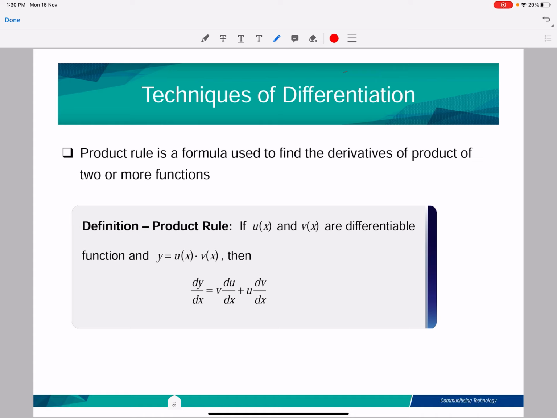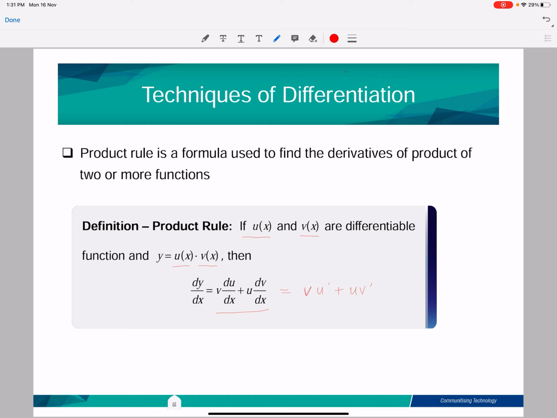The product rule must be utilized when the derivative of the product of two functions is to be taken. If u(x) and v(x) are differentiable functions and y equals u(x) multiplied with v(x), then dy/dx equals v du/dx plus u dv/dx. This formula can be rewritten as vu' plus uv'.